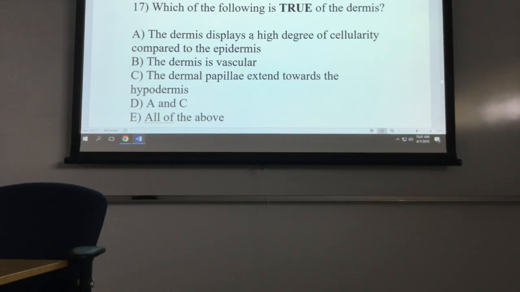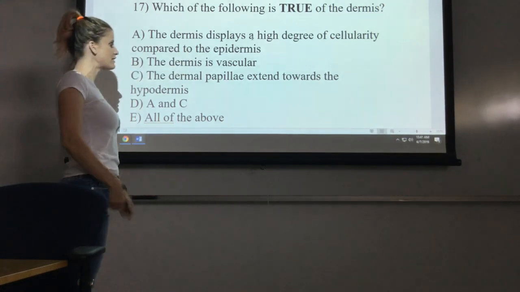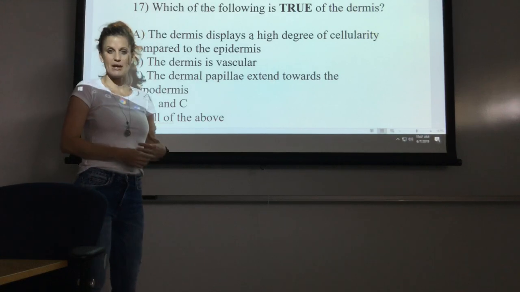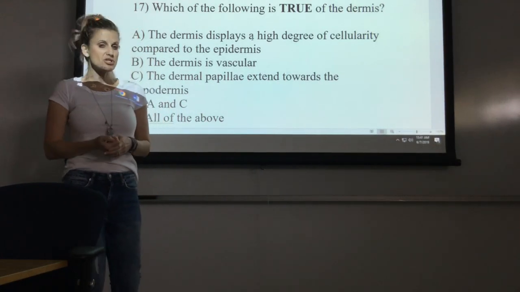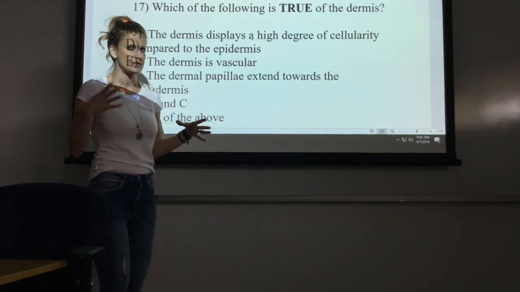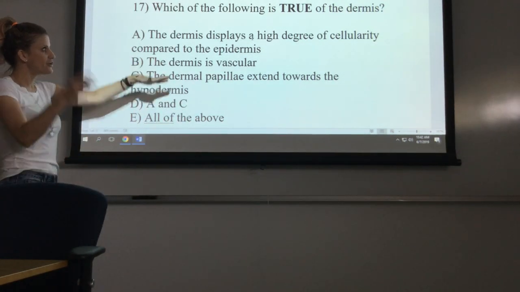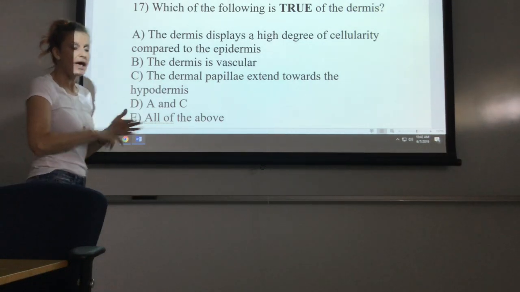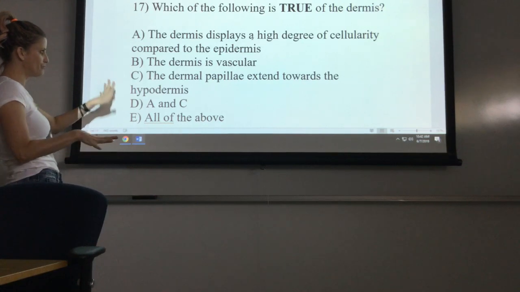17, which of the following is true of the dermis? The dermis displays a high degree of cellularity compared to the epidermis. No, it's the opposite. Cellularity is like how many cells you have. The epidermis has way more cells packed in because it's epithelial tissue. The dermis is vascular? Yes. The dermis has blood vessels. The epidermis does not. So B is true.